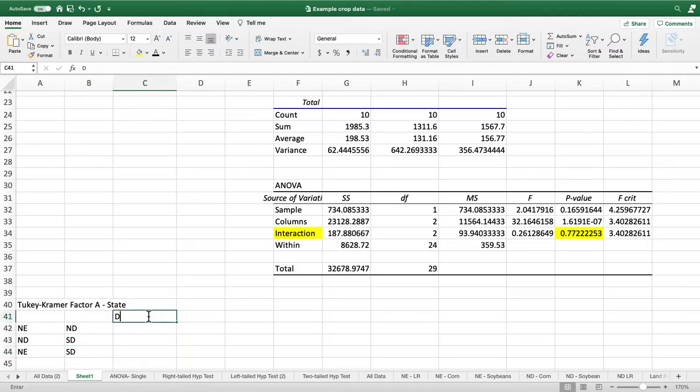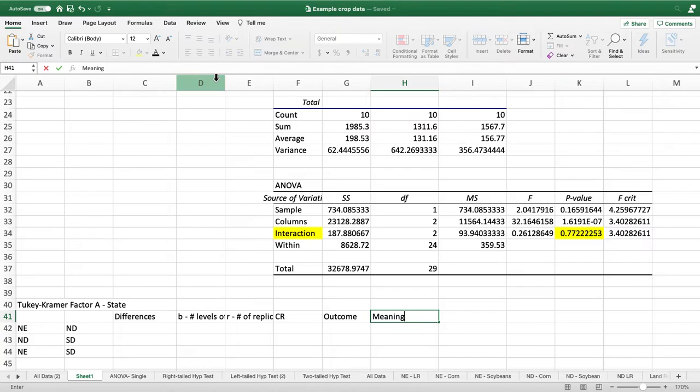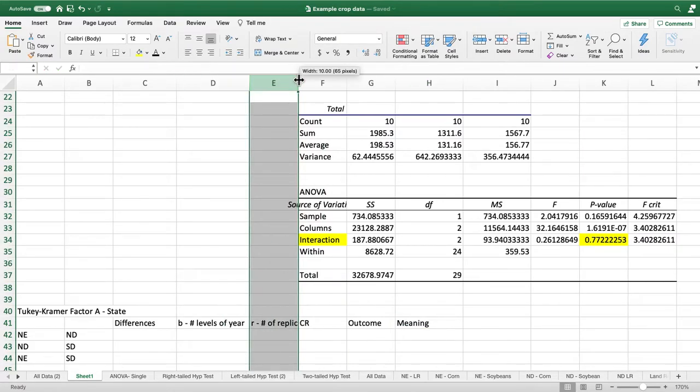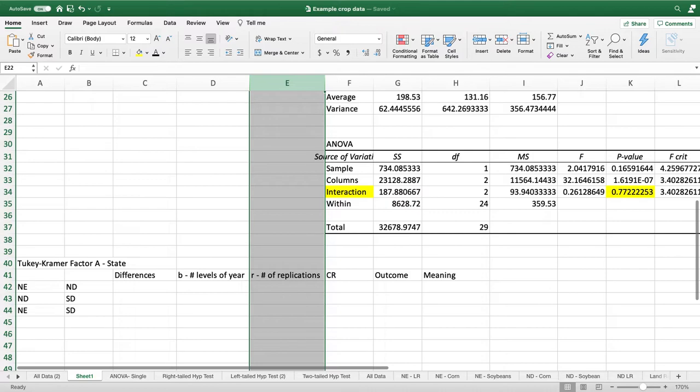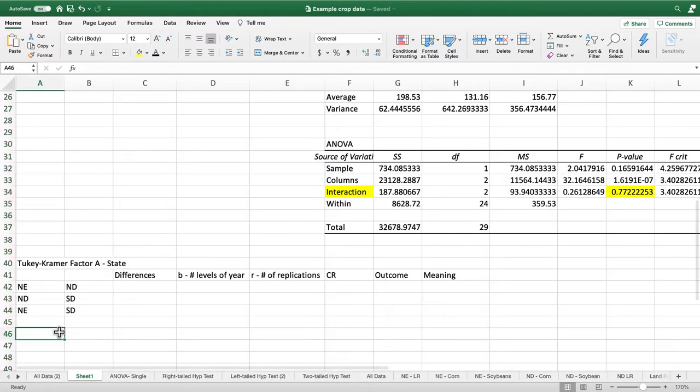And then we're again going to have our differences. We're going to have our B, which is the number of levels of year, because that's our factor B. And then we're going to have our R, which is our number of replications, which doesn't change either way. We've got our critical range, our outcome, and the meaning. Make these a little bit bigger here. All right, so to find that critical range, the first thing we need to do is again find our critical Q.